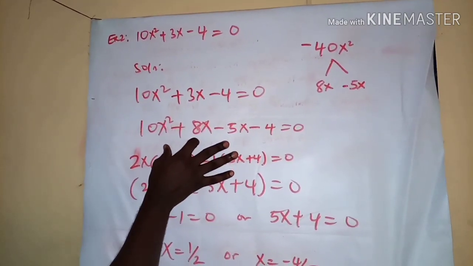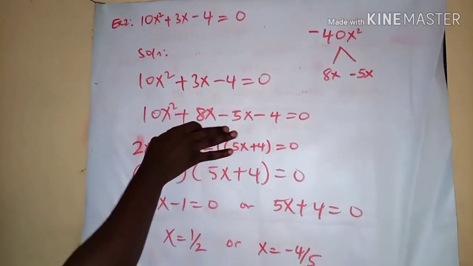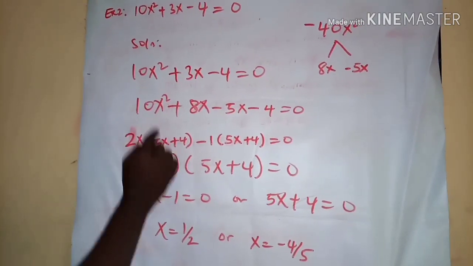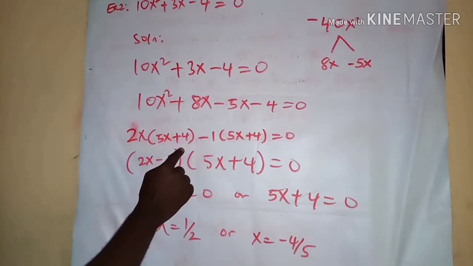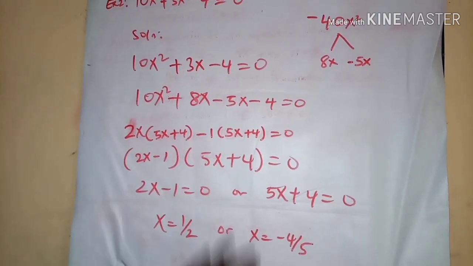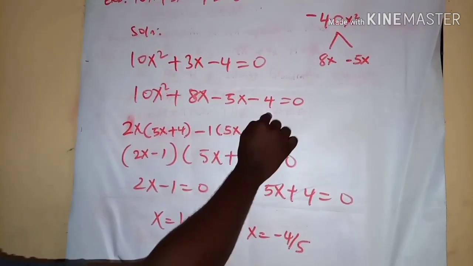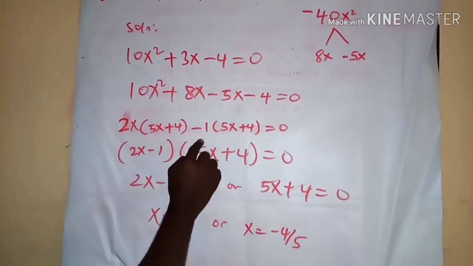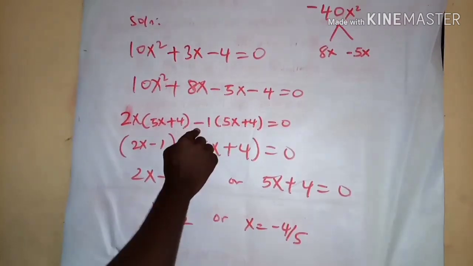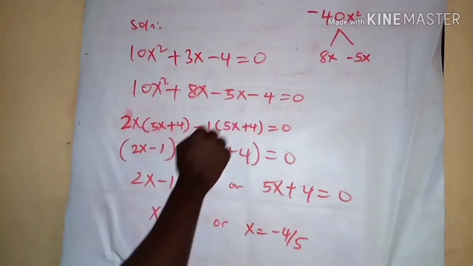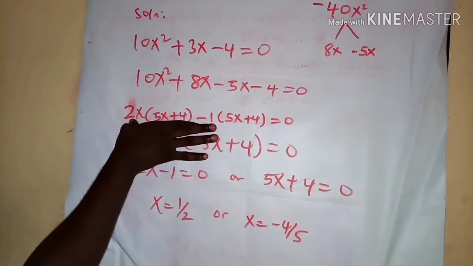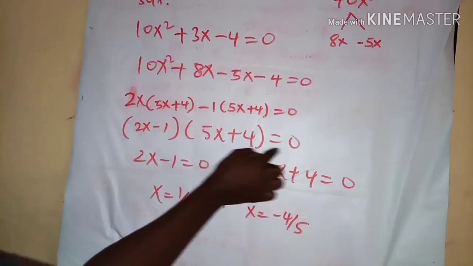Then we have this. So to factorize this completely, we look at the common factor of 10x squared and 8x, which is 2x. We divide by 2x, we have 5x. We divide by 2x, we have 4. The common factor of minus 5x and minus 4 that we can use to divide is minus 1, because they don't have anything in common apart from minus 1. So we divide minus 5x by minus 1, we have 5x. We divide minus 4 by minus 1, we have plus 4. So we go down again, we collect our terms together: 2x minus 1 and 5x plus 4 equals 0.